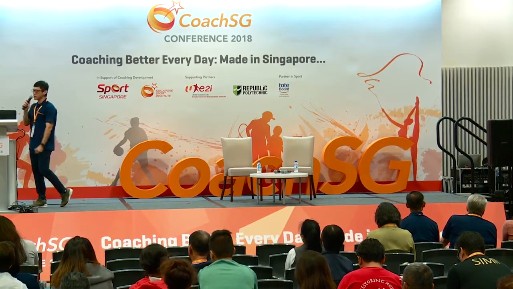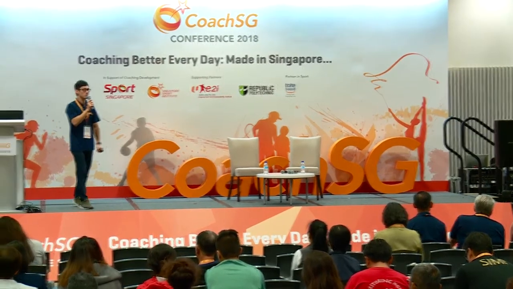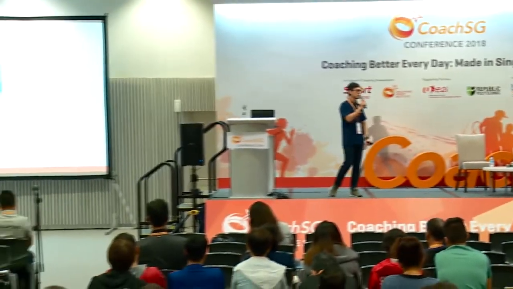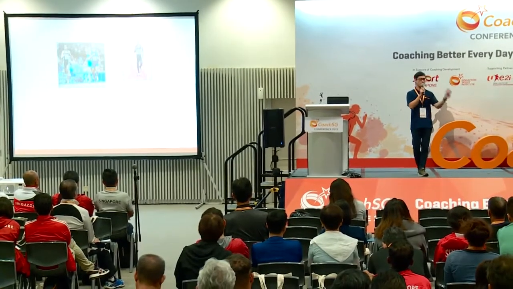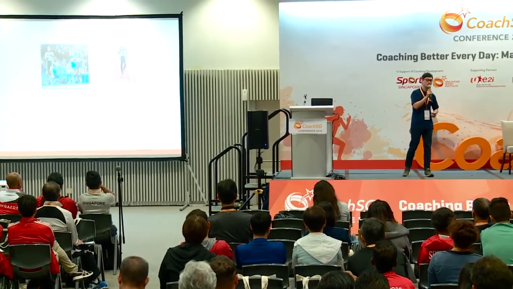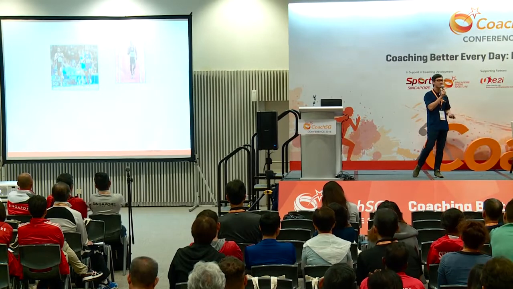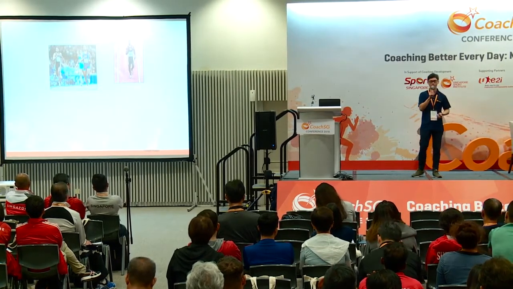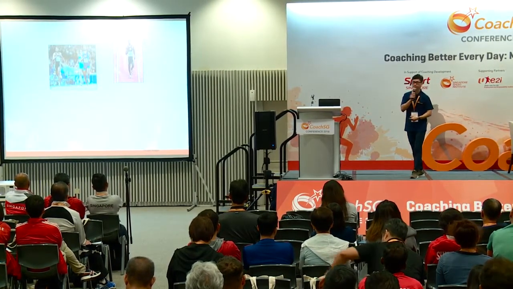Just like this, right? Michael Johnson, 200 meters, 400 meters, world champion. But the way he runs, very unorthodox, but yet he is the world champion and record holder for the longest time. So it worked for him.